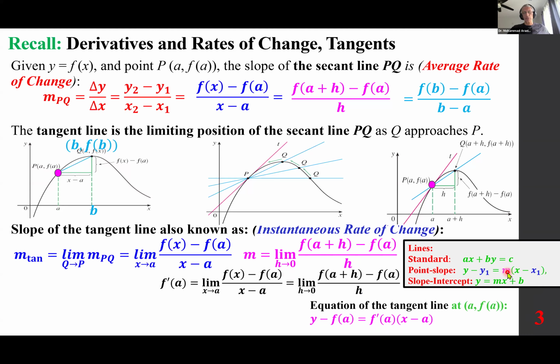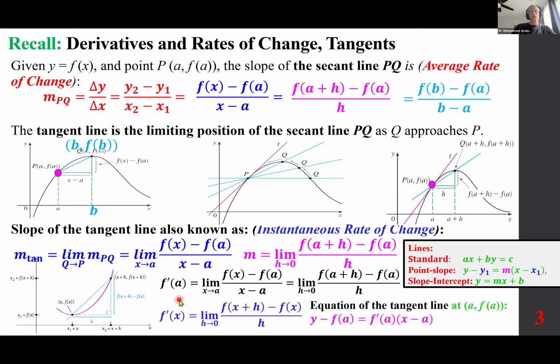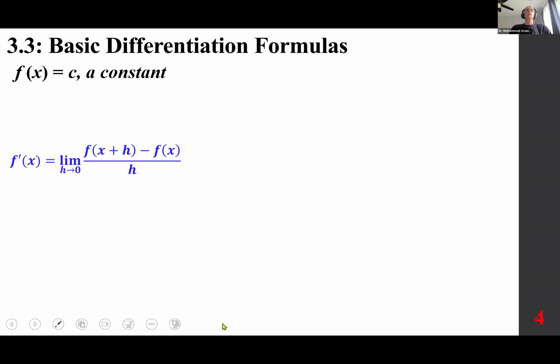Follow the point-slope form. And in general, instead of saying a and f of a, it's x and f of x, and this is x plus h, f of x plus h. We have f prime of x defined as the limit of (f of x plus h minus f of x) over h as h approaches 0. So that's what we've looked at, and now the basic differentiation formulas.